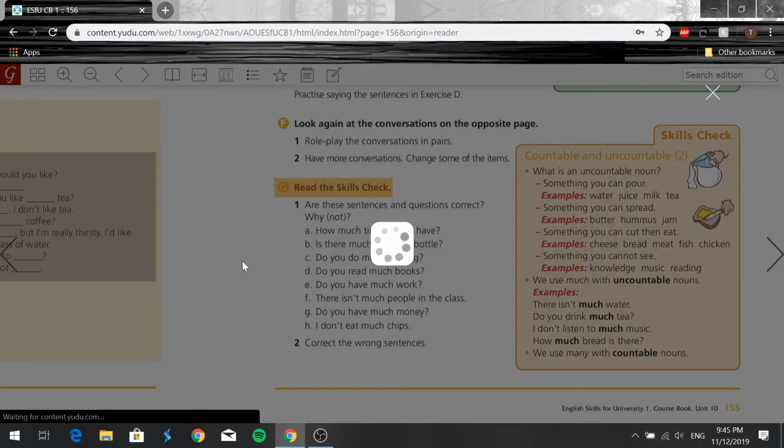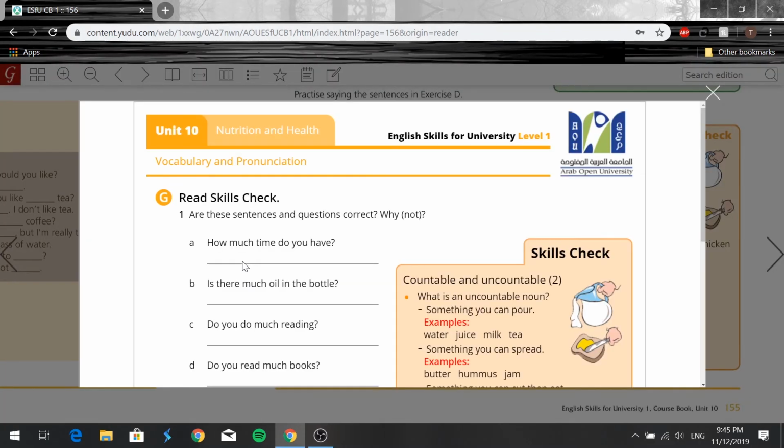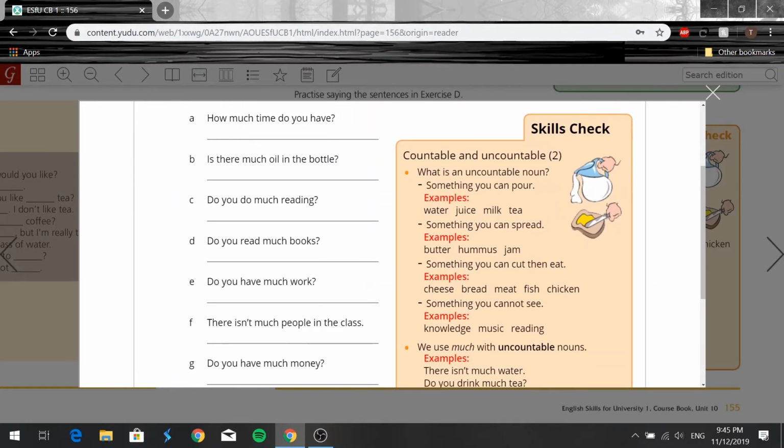Are these sentences correct? Let's check. Right, so are these sentences and questions correct? If not, then why? Alright, so how much time do you have? How much time do you have is correct, right? And why? Why did I say how much time instead of saying how many time? Well, that's correct because time is uncountable, but why is time uncountable? Well, you can't see time, can you? So you can't see it. Okay?